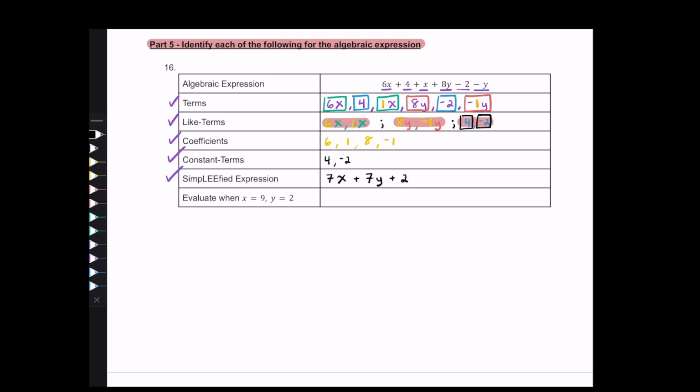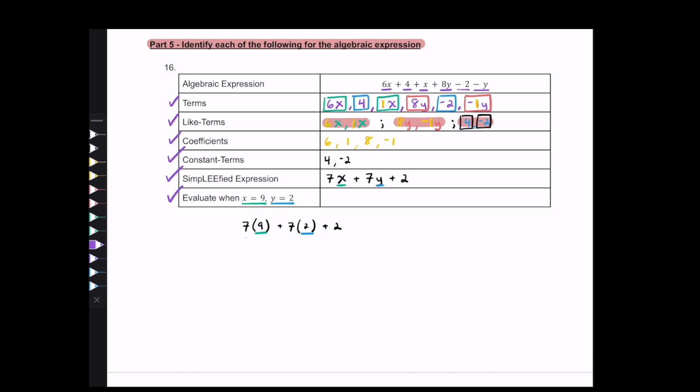Okay. For this last part, let's evaluate when x is 9 and y is 2. So let's just swap these numbers out. So we have 7 times 9, and then plus 7 times 2. And then we're going to add 2. If that's unclear, we're changing this x equals 9, so this x is going to be a 9 here. And then over here, when we said y is 2, we're changing this y equal to 2. So this became 9, this became 2.